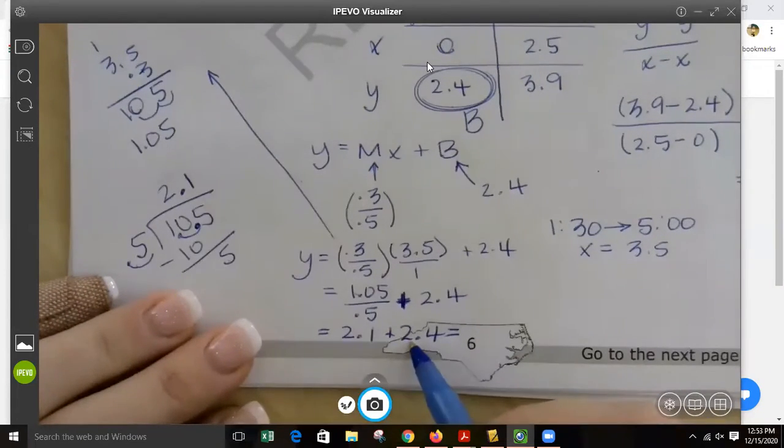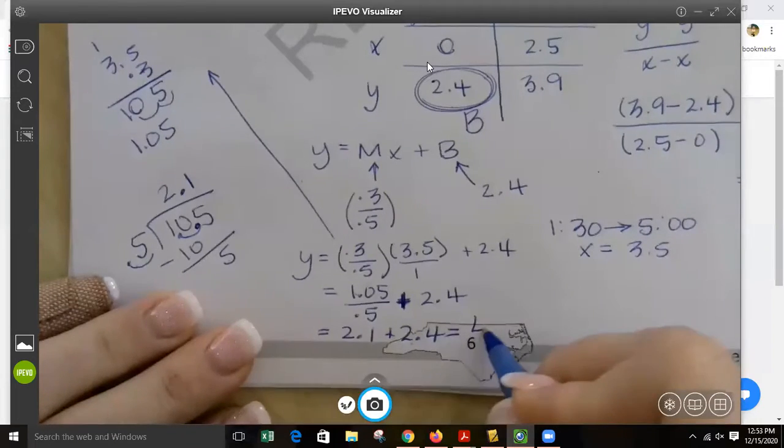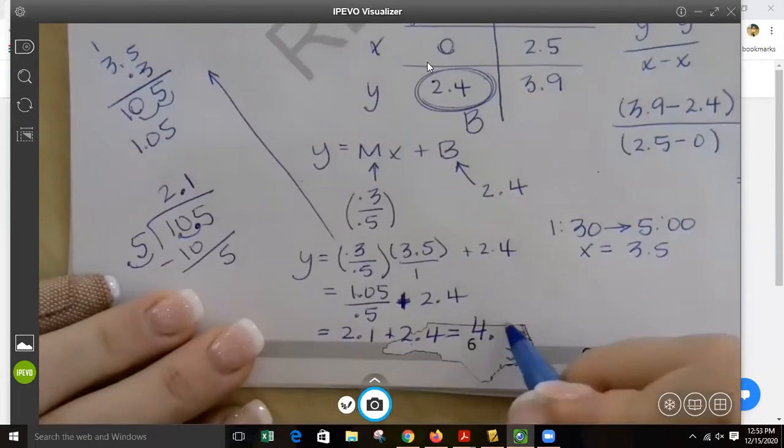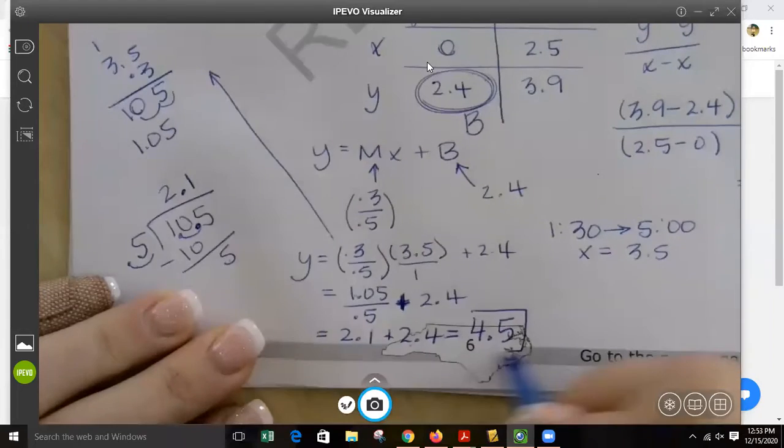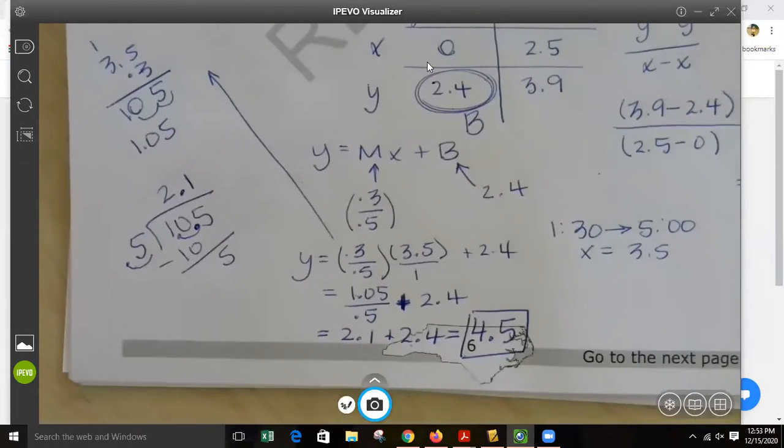2 plus 2 is 4. 0.1 plus 0.4 is 0.5. I think that one is the hardest one just because you have to do decimals. But listen, if you miss one, it ain't going to kill you. Okay? One is not going to kill you.